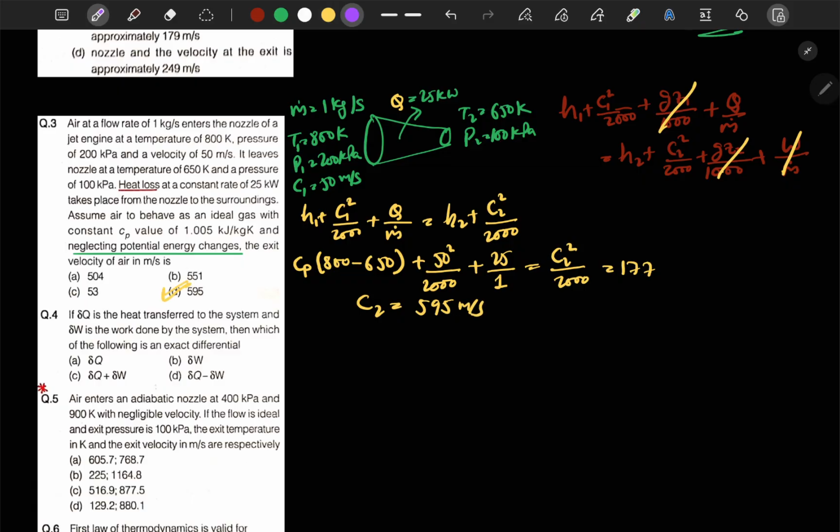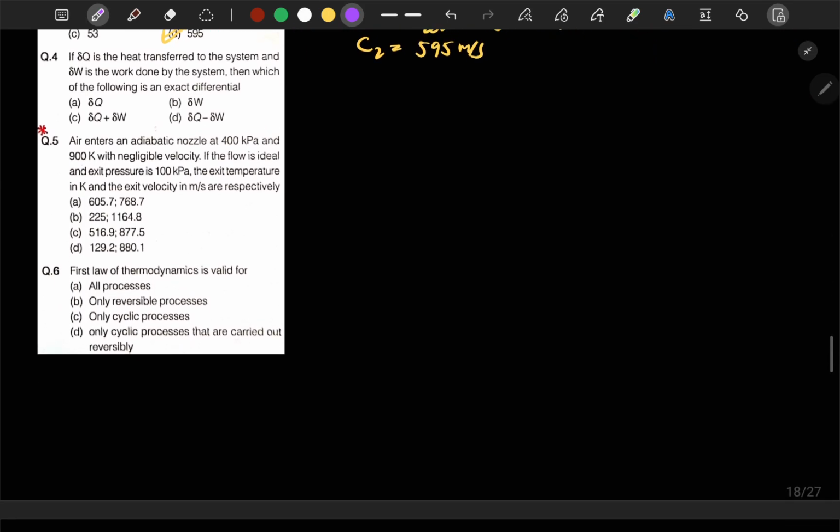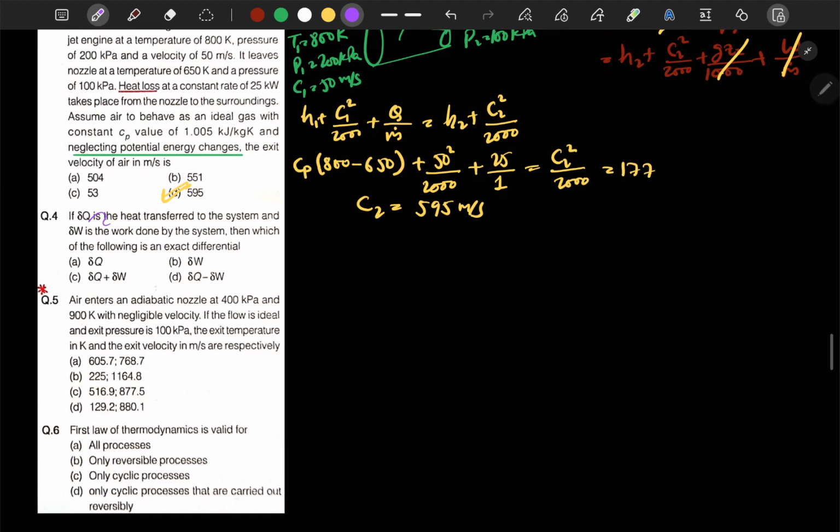Okay, now moving to the next question. It is mentioned that if delta Q is the heat transfer to the system and delta W is the work done by the system, then which of the following is an exact differential?